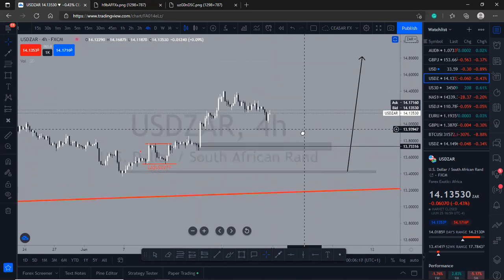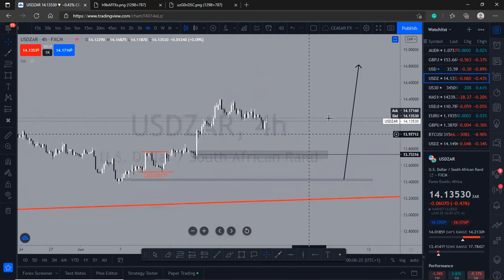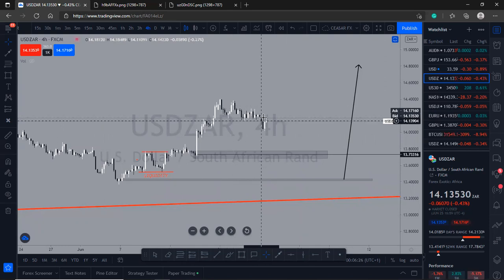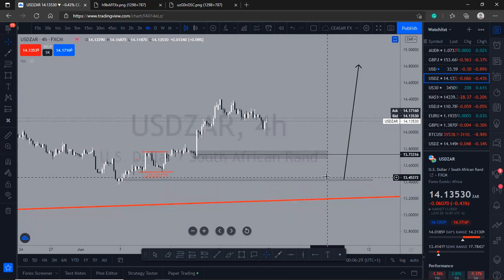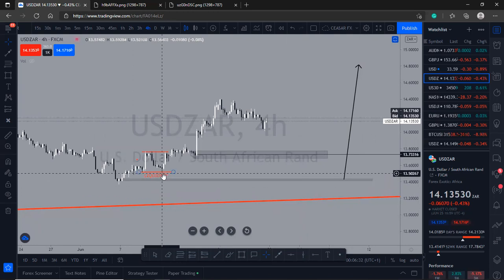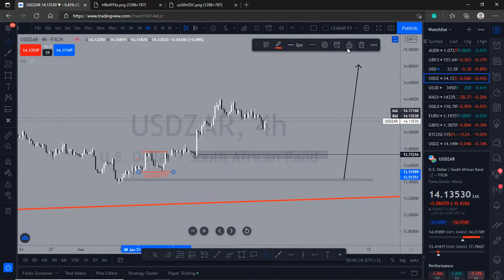So this is it for USD ZAR. I'm expecting this okay for the USD ZAR. Now the price is coming back in the form of lower high, lower low, lower high, lower high, until it finally taps into this order block. So then it collects this liquidity, and then we'll see the big move to the upside.